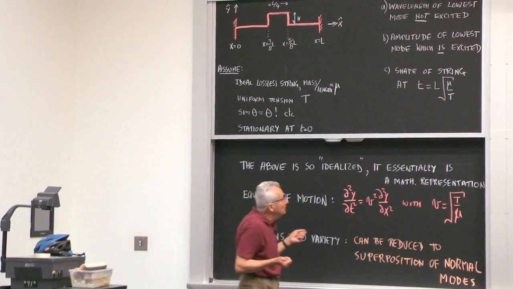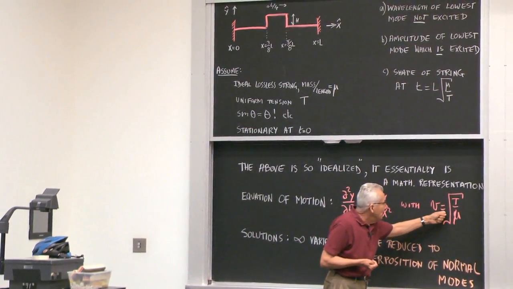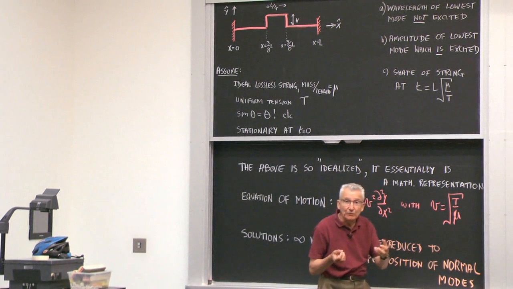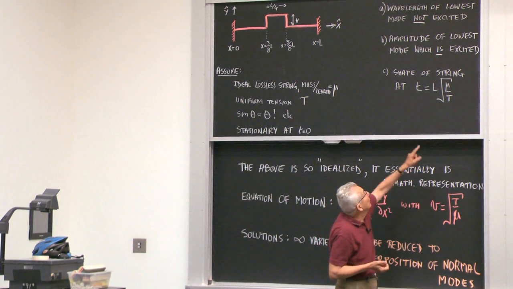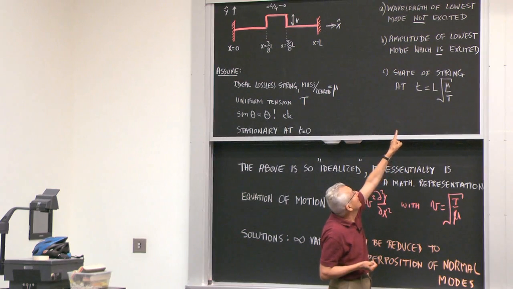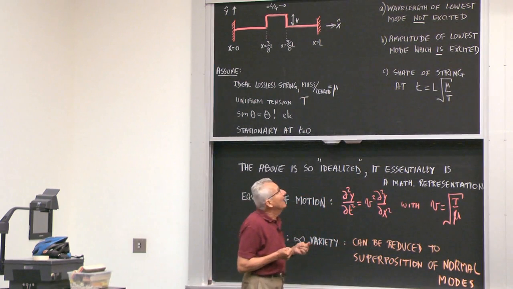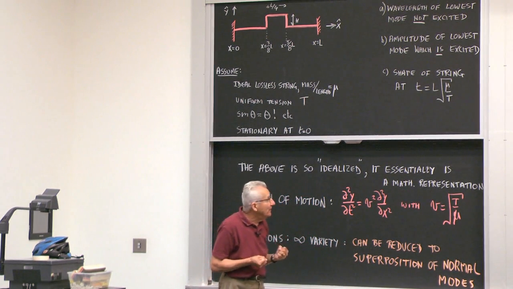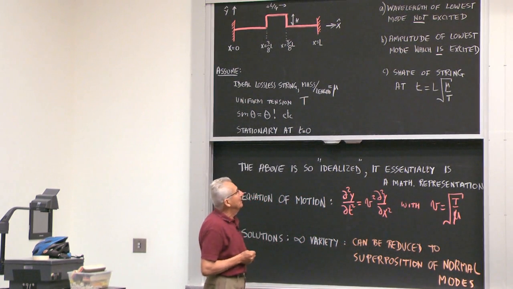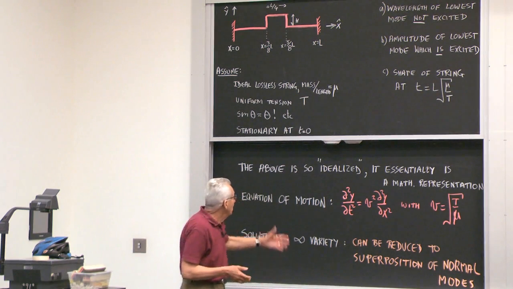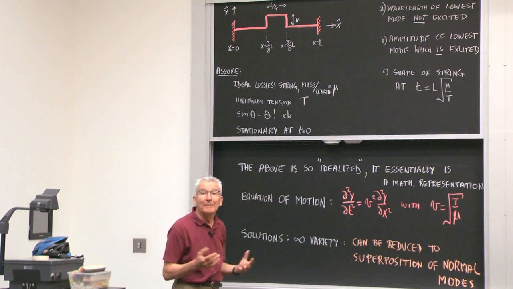One thing to notice, this v is the phase velocity of propagation of a progressive wave on a string. So in part C, they ask us for the shape of the string at a time L over V later from time equals 0. So we're now solving this mathematics problem.